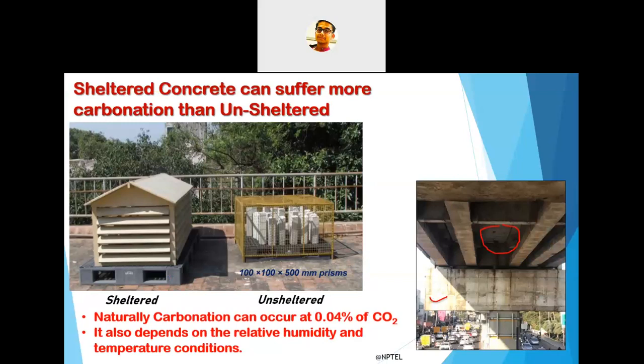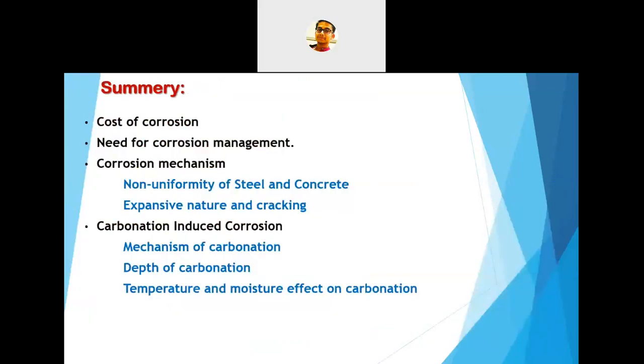To summarize, in the first lecture we talked about the cost of corrosion, why it is important to know about the cost of corrosion, and why we should have corrosion management. What is the need to manage all those things? Because if we continuously spend such a huge amount on corrosion or repair work, it's not good. And we have seen the corrosion mechanism and how it happens in concrete and steel structures, the generation of electrochemical cells in concrete structures, and how both anode and cathode can coexist in the same piece of metal.